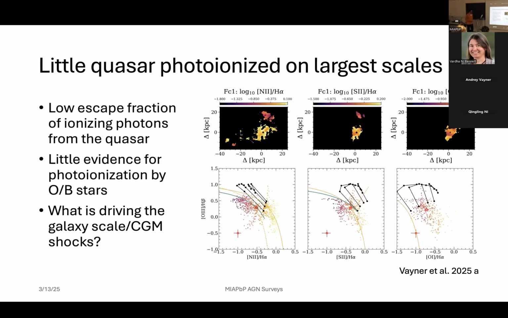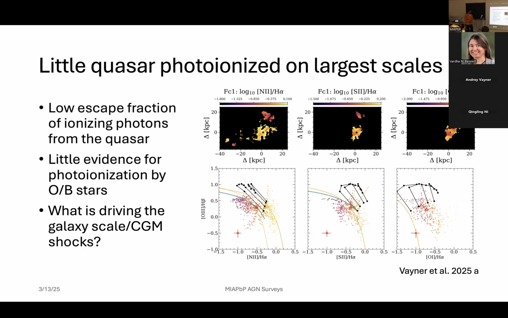The other thing, again going back to this point of the low ionization nebula, is if we just look at the traditional BPT diagram, where it's just [O III]/H beta versus [N II]/H alpha, a lot of the points that we detect do not coincide with where we would expect photoionization from quasars, which are these black curves here based on models, again assuming some metallicity. But also in the actual quasar host galaxy and in the surrounding region, we don't see a whole lot of evidence for photoionization by O and B stars either.